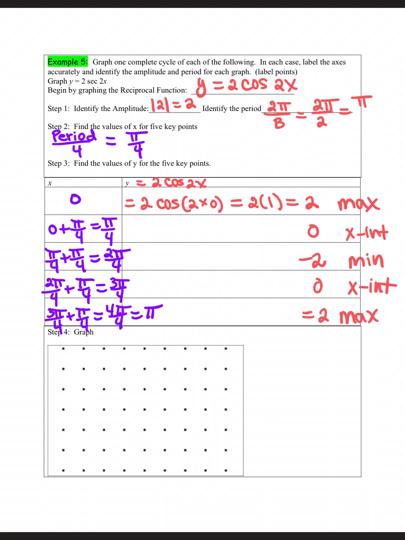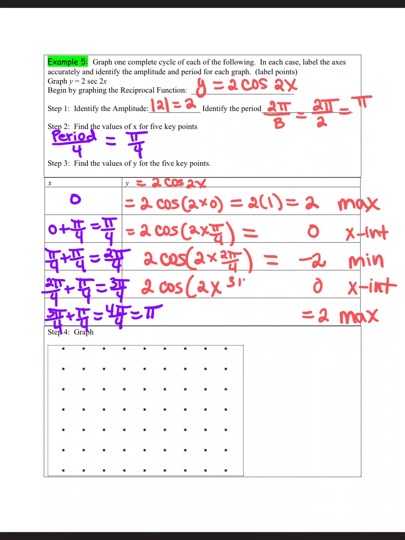Once again, we can punch these in, and you can verify it. So 2 cosine of 2 times pi over 4 should give you 0. 2 times cosine of 2 times 2 pi over 4 should give you -2. 2 cosine of 2 times 3 pi over 4 should give you 0. And 2 cosine of 2 times pi should give you 2.